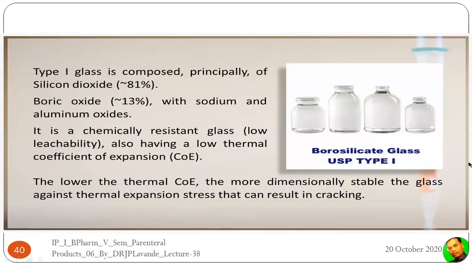The type 1 glass is composed principally of silicon dioxide. This is the type 1 borosilicate glass. It contains 81% silicon oxide and boric acid, that is 13%, with sodium and aluminum oxide. It is chemically resistant glass, with low leachability, and also has a low thermal coefficient of expansion, and that is good. The lower the thermal coefficient of expansion, the more dimensionally stable the glass is against thermal expansion stress that can result in cracking.